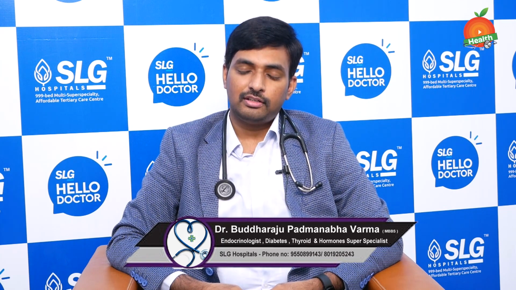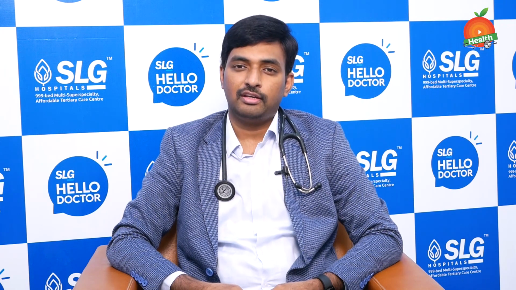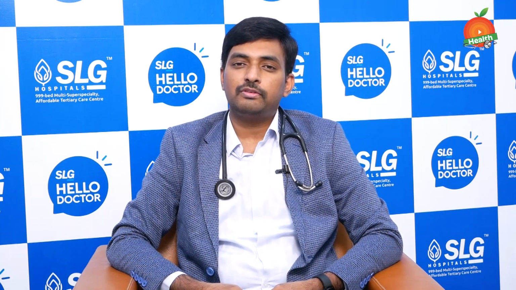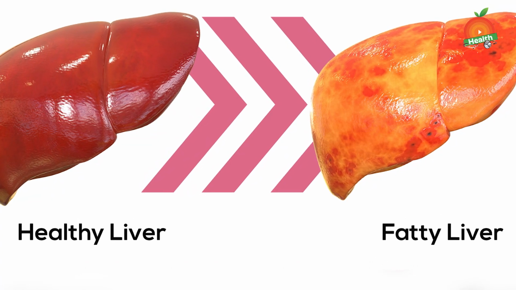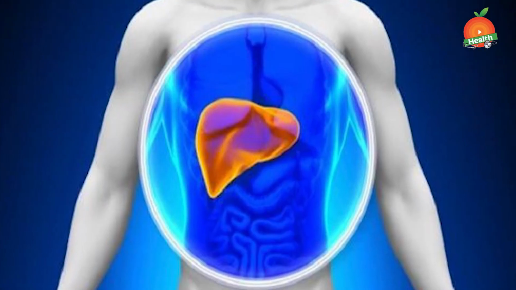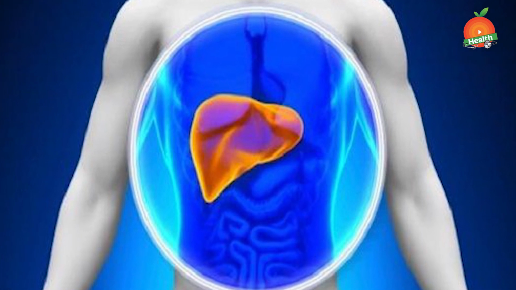Today I'll be discussing the common liver problems we see in diabetic patients, how to identify and investigate them, and how to treat or prevent them. The most common finding we see in diabetic patients is fatty liver. You might have seen in many diabetic patients, when they get an ultrasound scan done, reports that say grade 1 fatty liver, grade 2 fatty liver.